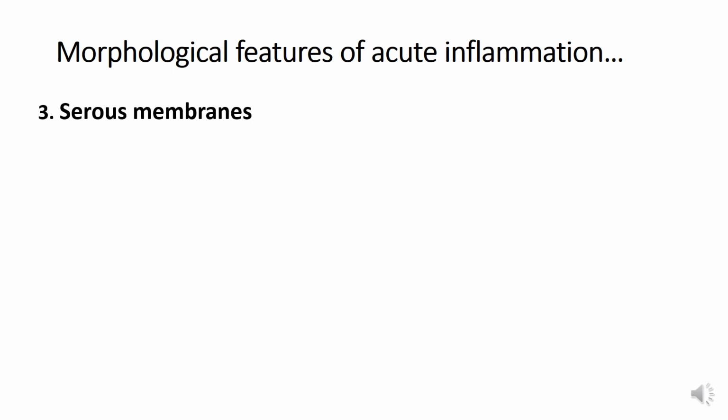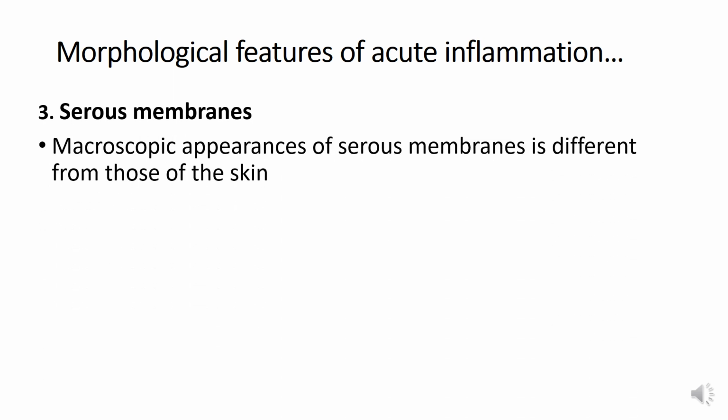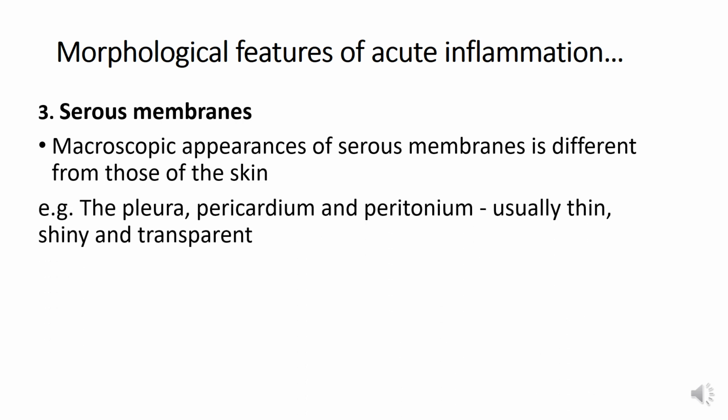Let's look at the serous membranes. Now, the macroscopic appearance of the serous membranes is slightly different from the appearance that we see on the skin. Examples of these tissues are the pleura, or the pleural tissue, and the pericardial tissue. Pleural tissue lines the lung tissue, and as you will realize when you refer to your anatomy lessons, we have the visceral pleura and the parietal pleura.